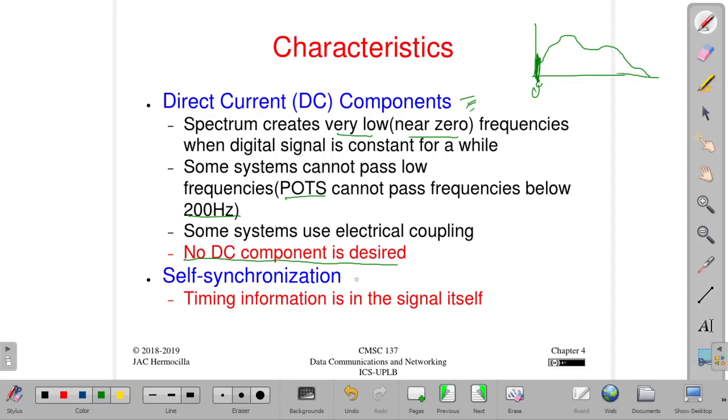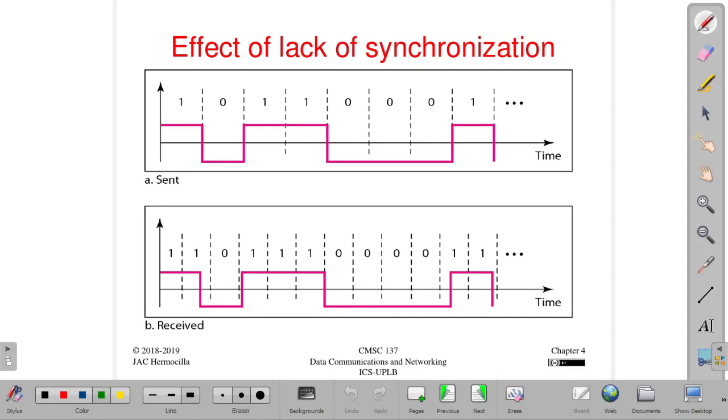Then the next one is synchronization. Okay, so timing information should be in the signal itself, because when the timing is not synchronized between the sender and the receiver, it may be the case that the receiver will be sampling faster than the sender is sending, at a different time.